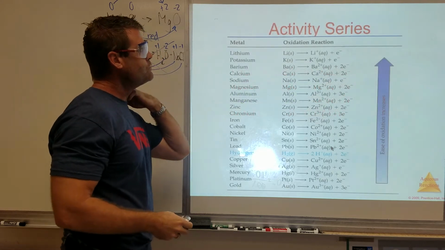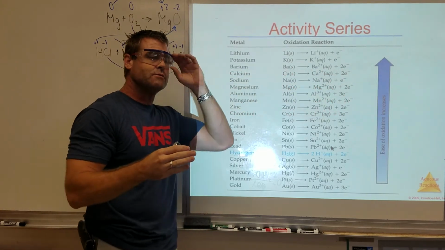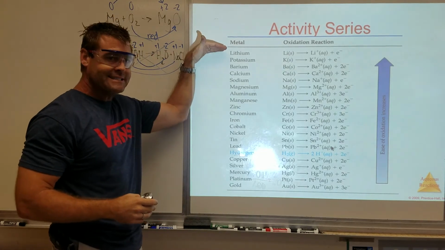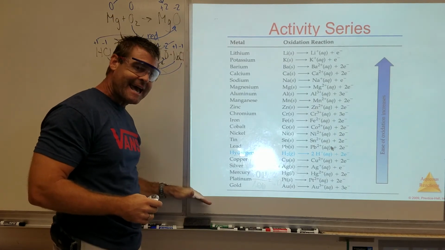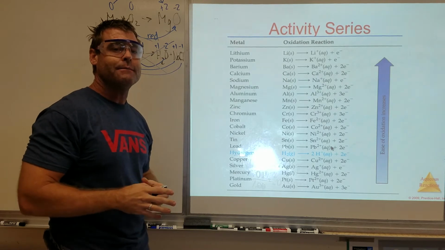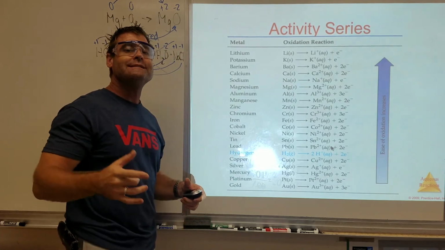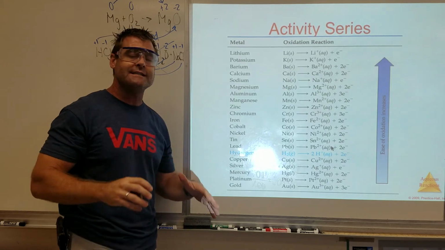Moving on. Here, you guys, it's called an activity series. This would be called the metal activity series, and it's in order from the most active to the least active. And by active, we're talking about behaves like a metal. You guys remember what's characteristic of a metal? Metals tend to lose electrons. You guys, I can't stress that enough.